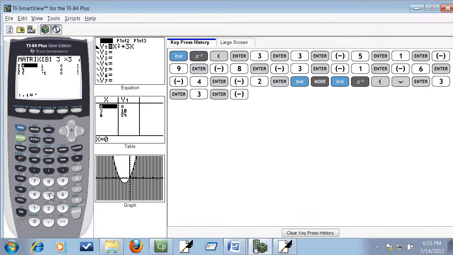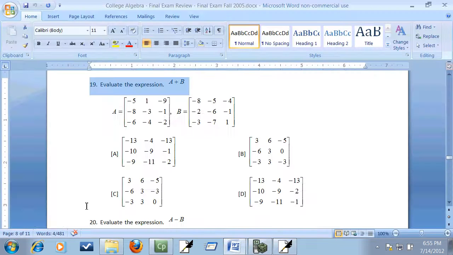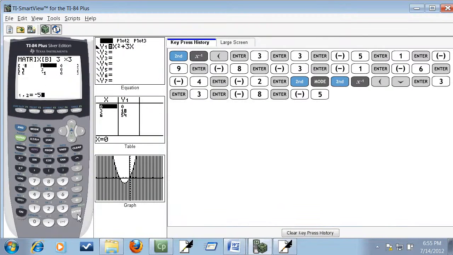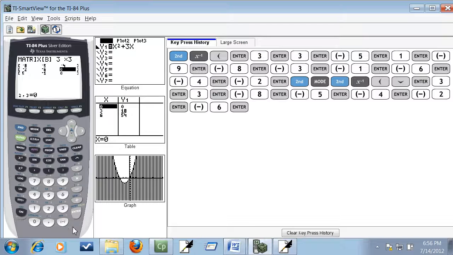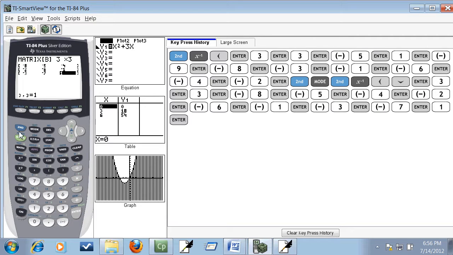And we got negative 8, enter. Negative 5, enter. Negative 4, enter. We got negative 2, enter. Negative 6, enter. Negative 1, enter. Negative 3, enter. Negative 7, enter. And 1, enter. And again, once you get that done, do a second mode to exit out.